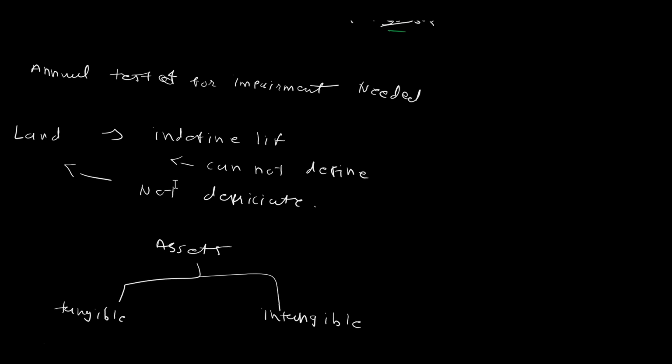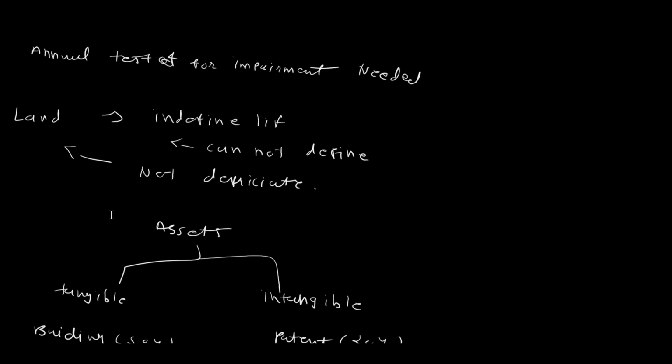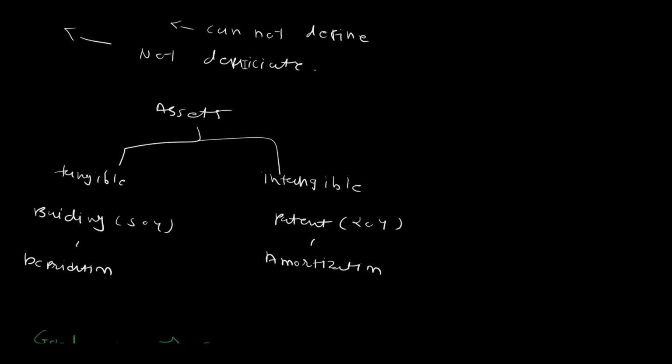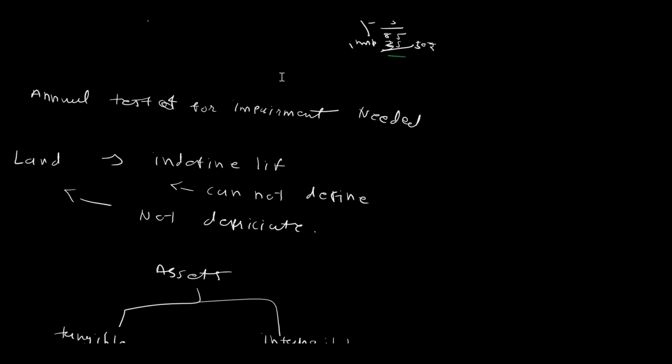Let's talk about which assets we can't depreciate. For example, if we can't estimate the useful life of an asset, then we can't depreciate it. For example, land has an indefinite life, we cannot define it, so it cannot be depreciated.